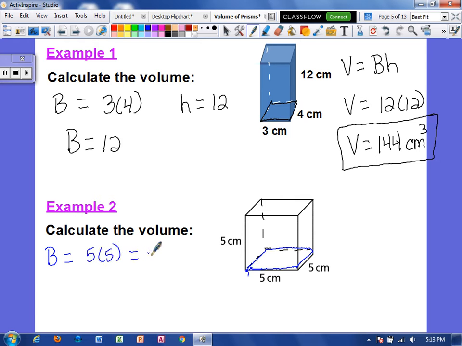So 5 times 5 is 25. So the area of the base is 25. Now the height of the figure would be this part right here, and that would be 5. So the height equals 5.